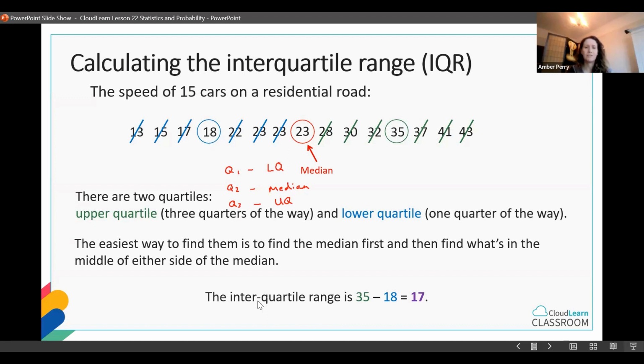And the interquartile range is the upper quartile minus the lower quartile. So it's 35 minus 18, which is 17 there. Okay. So one thing I didn't actually write down there, just in case you were taking notes: the interquartile range is the upper quartile minus the lower quartile. That's quite an important bit of information.